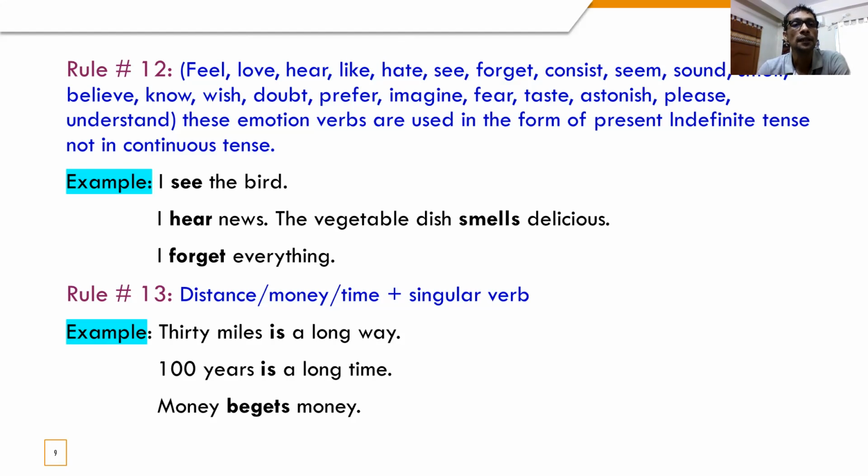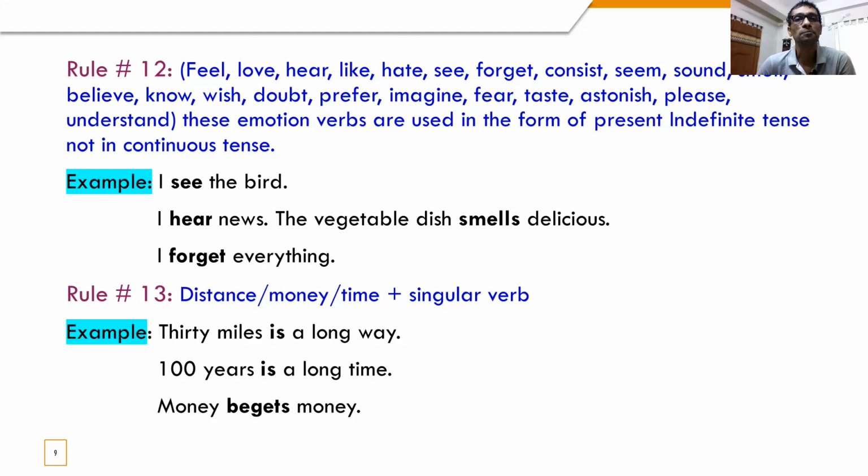Rule number 13. Distance, money, time. When you use one of these, you must use a singular verb. Like this, 30 miles is a long way, not are. 100 years is a long time. Money begets money. This is a little bit more tricky because it seems to be plural, miles, but it's not. It will have to be considered singular. That is why we have used a singular verb. 30 miles, 100 years, and money are all considered singular.